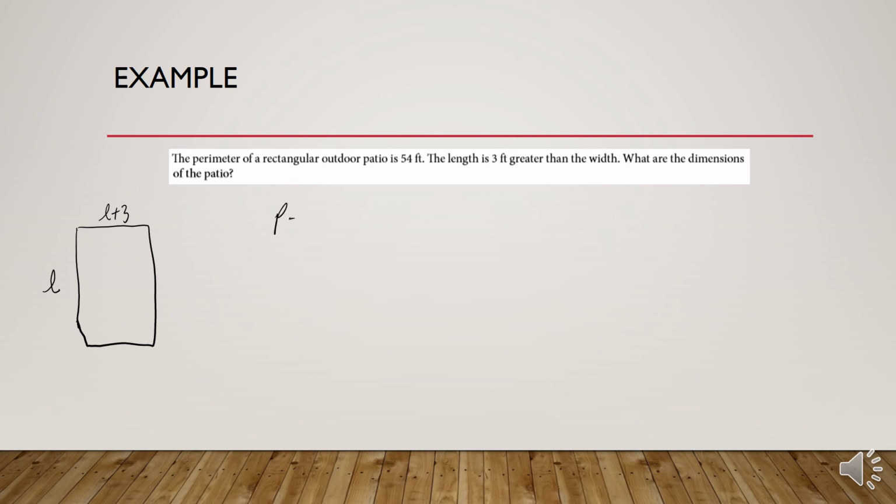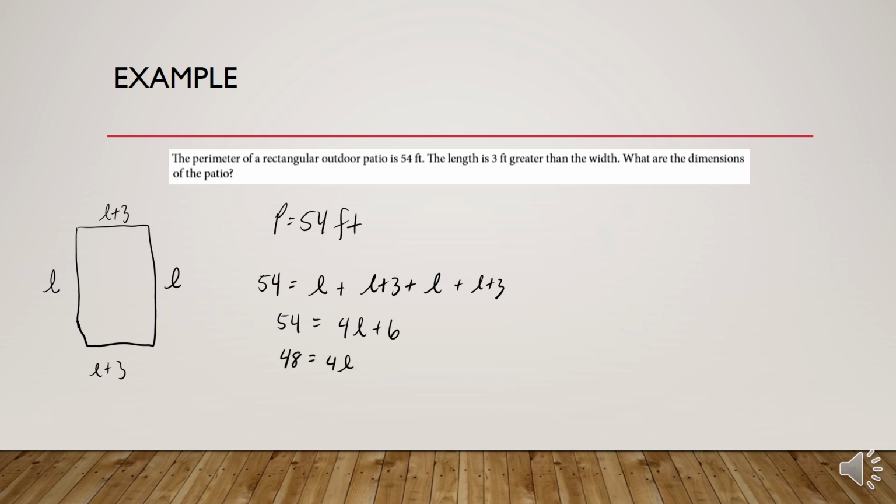So I know that the perimeter is 54 feet. But also, if I go ahead and add up all 4 of these sides, I can set that equal to 54. So that'll be L, and I'm just going clockwise around the rectangle, L plus 3 plus L plus L plus 3. So I have 4 L's there and 6. I'll subtract 6 from both sides, and that gives me 48 is 4L. Then I'll divide by 4, and I'll get that L is 12.